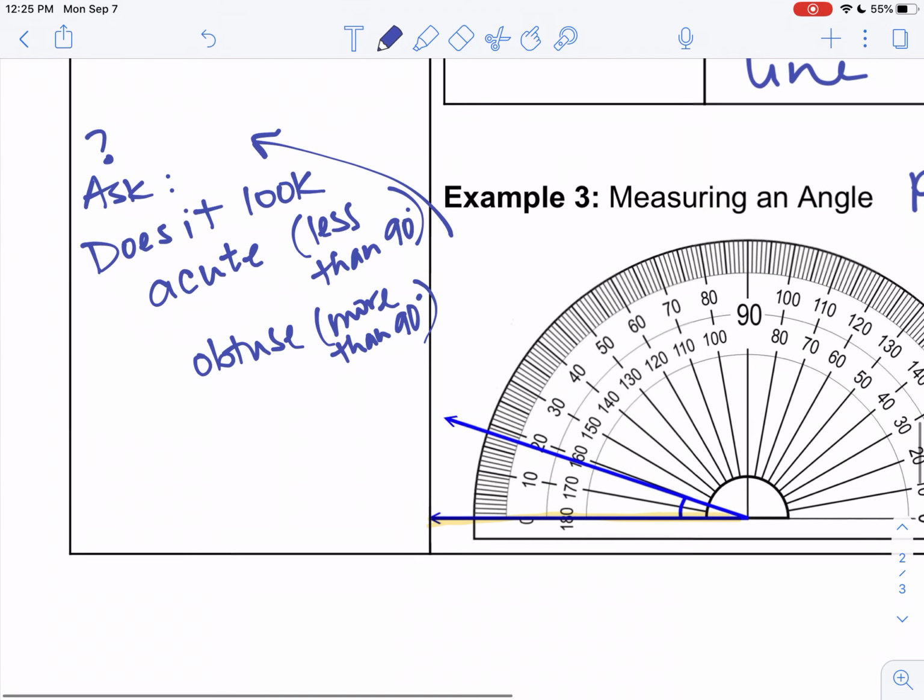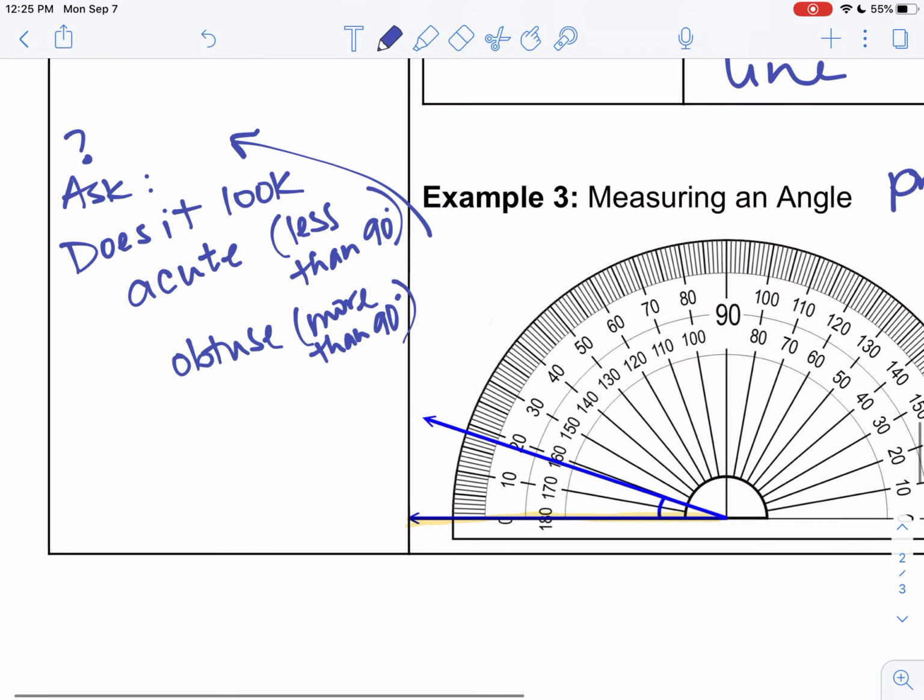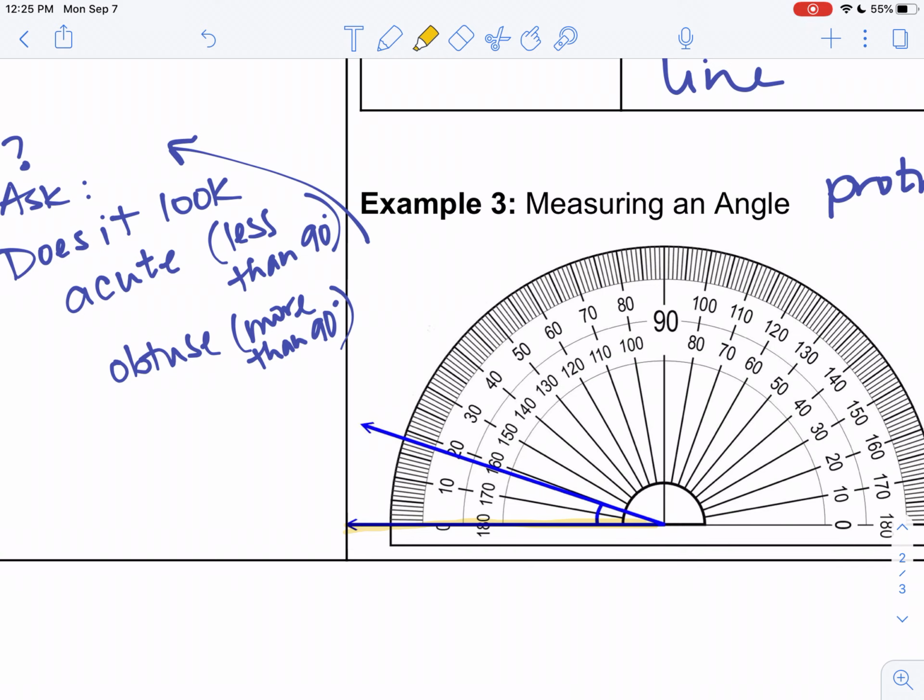And the reason we're going to ask ourselves this question is because you'll notice as we're checking out our protractor, we have 2 different sets of numbers. If I take a look from left to right, it goes from 0 to 180, but then I have another set that goes from 180 down to 0. So when we are deciding which set of numbers to use, if our angle looks acute, we'll use the smaller number. If it looks obtuse, we'll use the larger number.